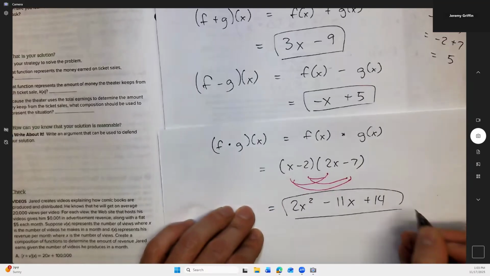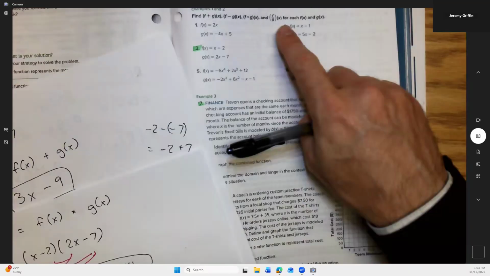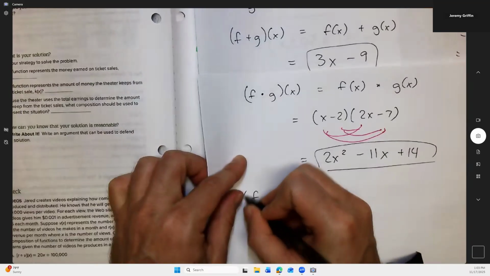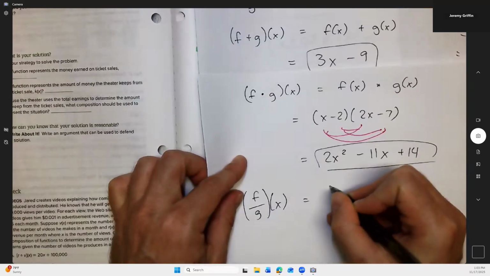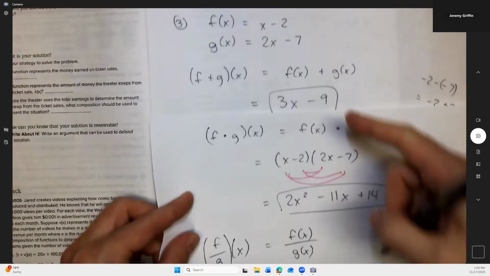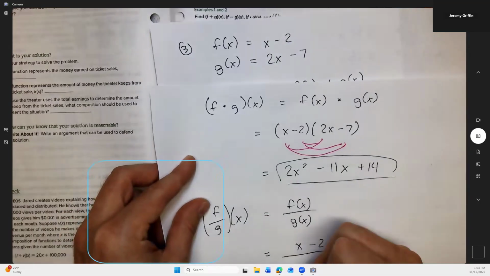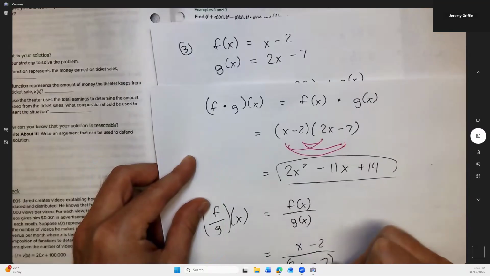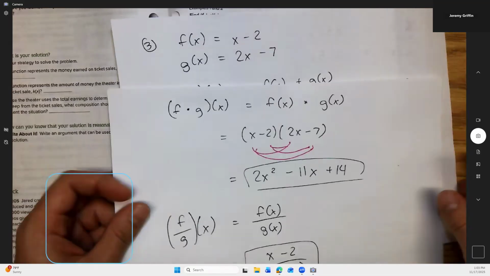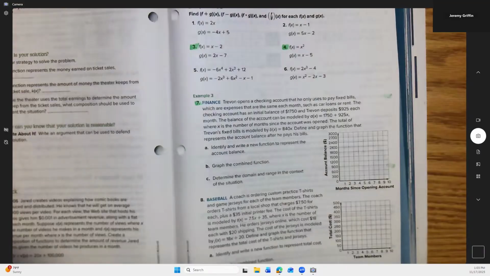We like that. Finally, they're going for f over g. If you did g over f, you would get a different outcome. So let's do f over g of x, just to stick to the book, also called f of x over g of x. So f of x is my x minus 2. My g of x is 2x minus 7. And that does not simplify, so that's it right there. Boom, boom, boom, boom. Just like that. All right, let's do the next puzzle.